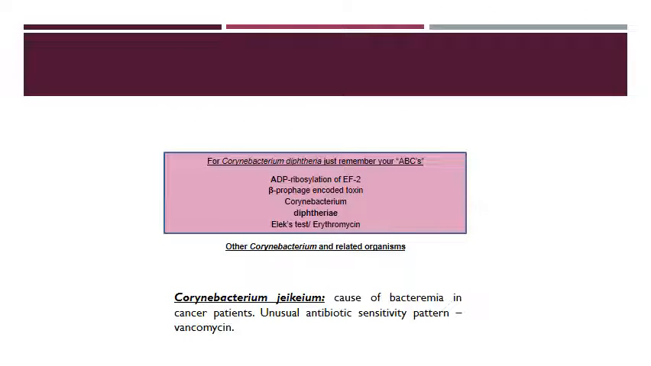Okay, so that was a whole lot of information. So when we're talking about Corynebacterium diphtheriae, what should you remember? Just remember your ABCs for the most part. The toxin, the A portion, does the ADP ribosylation of EF2. It was encoded by a beta-phage bacteriophage, and the name of the organism is Corynebacterium diphtheriae, and you can detect it using the Elek test or treat it with erythromycin. So choose your E there.